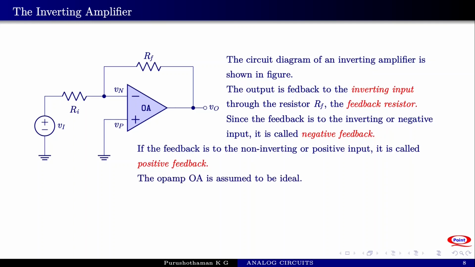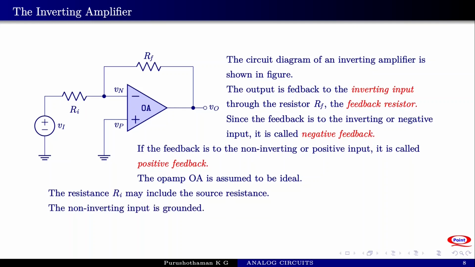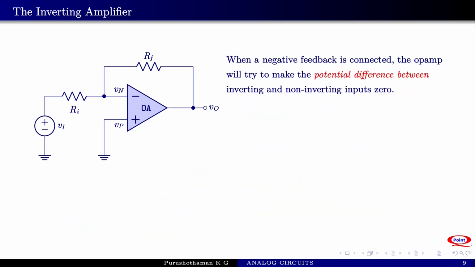The operational amplifier is assumed to be ideal, which means that it has infinite input resistance, zero output resistance, and infinite open loop gain. The resistance Ri may include source resistance. The non-inverting input is grounded, and the op-amp power inputs are not explicitly shown. Understand that the operational amplifier is powered with dual power supplies, plus V and minus V.